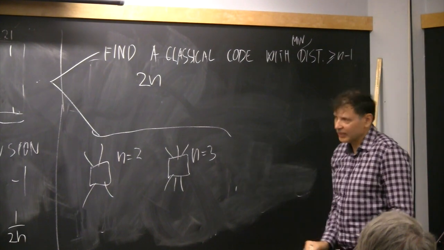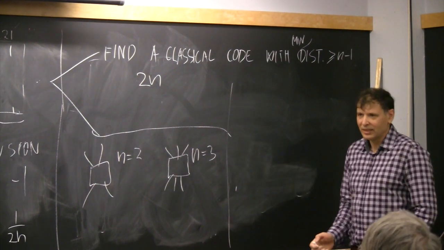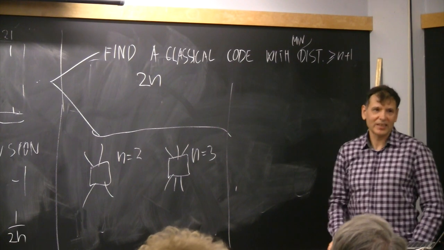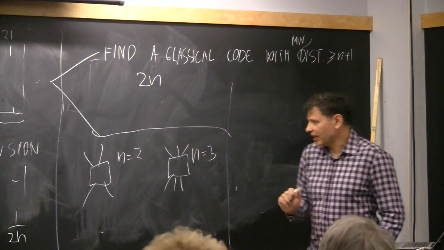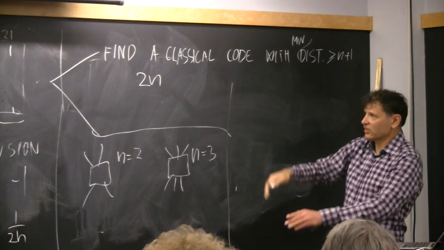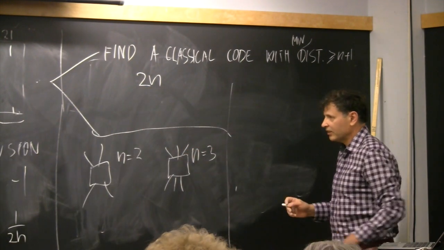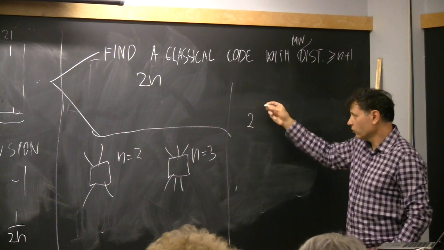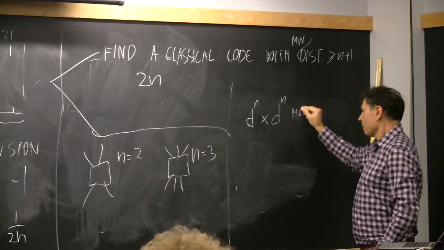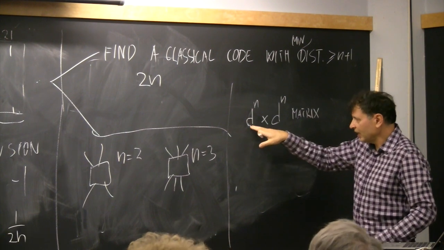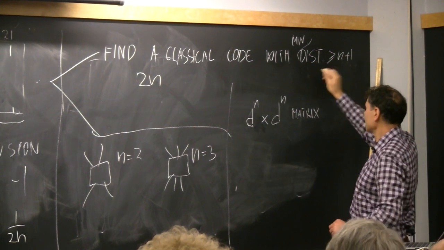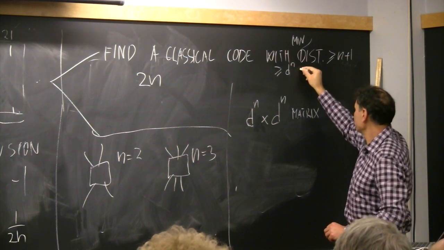Okay, so this is my other construction and I am done. The other construction is that when I flatten it out, what are the dimensions of this matrix? This matrix is going to be a d to the n by d to the n matrix. So what I need in my code is to find d to the n code words. Actually, I should have said d to the n code words.